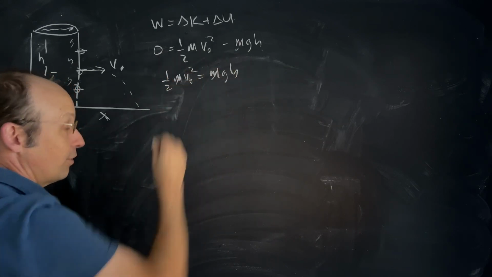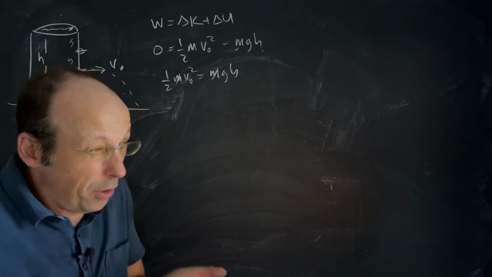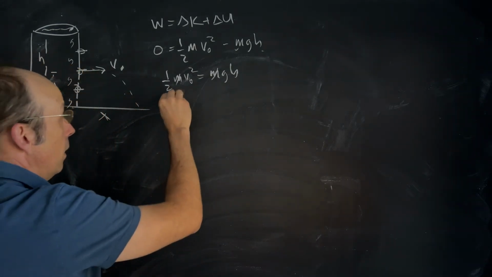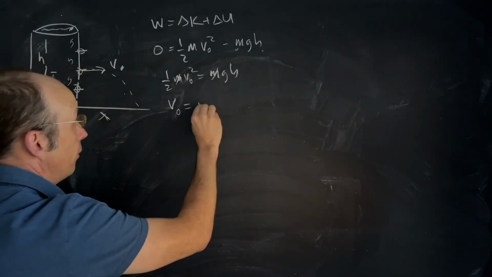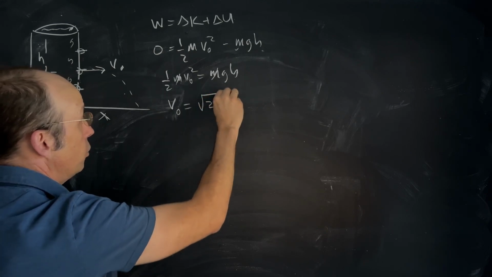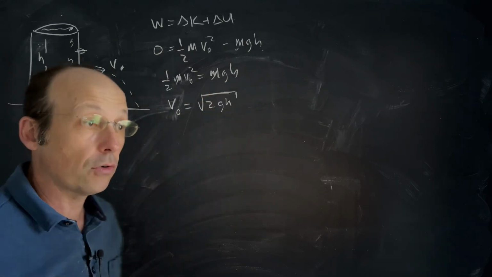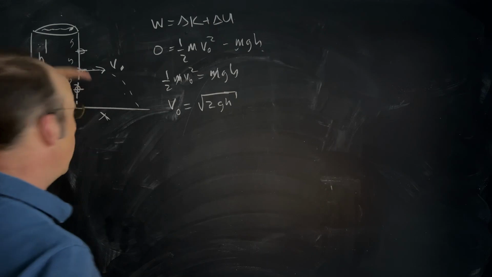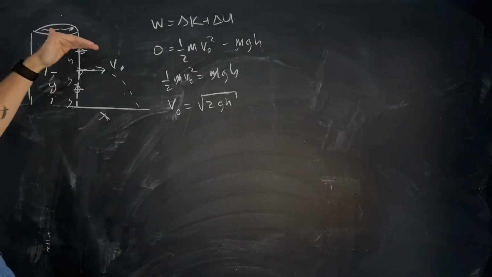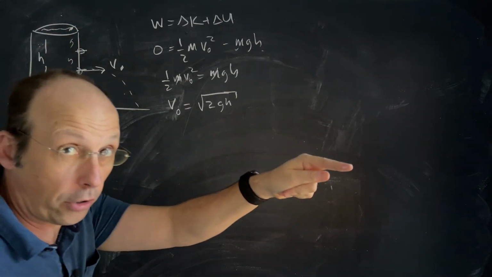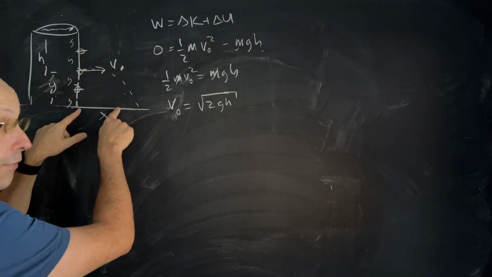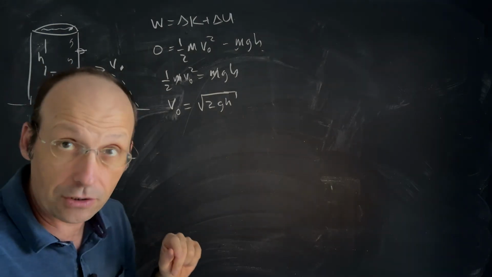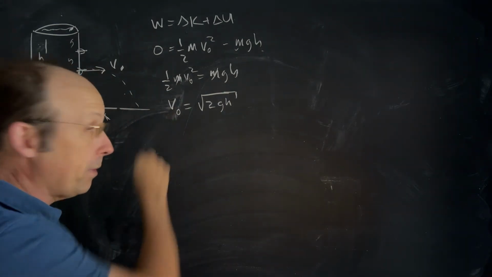The mass cancels, which makes sense because it's not really a mass of water anyway, it's just a stream. So v0 is the square root of 2gh. That's my initial launch velocity. That's what makes this a good question: the further down I go, the faster the water comes out, but it has to drop a shorter distance in order to go horizontally. But that's my first part.